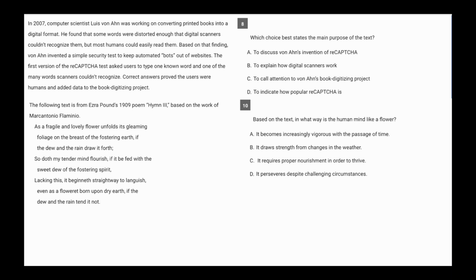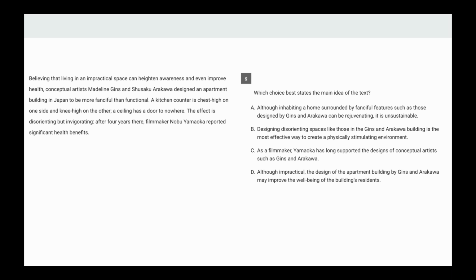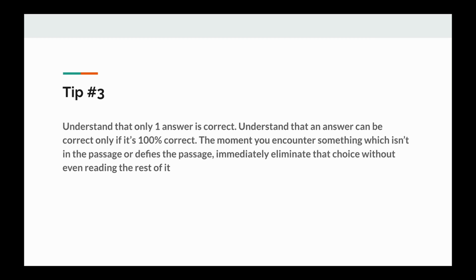Let's look at D. It perseveres despite challenging circumstances. Anything about perseverance, anything about challenging circumstances in the passage? Nothing like that. So we can safely eliminate D. So C is the correct answer. And okay, let's skip to the next tip.